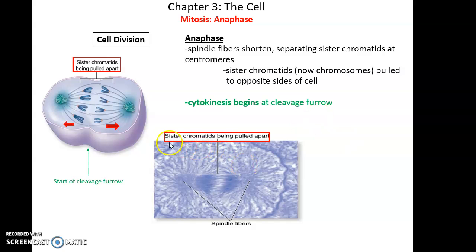Also during anaphase, cytokinesis begins. So the cell membrane begins to pinch around the center of the cell and starts to form a cleavage furrow down into the cell.